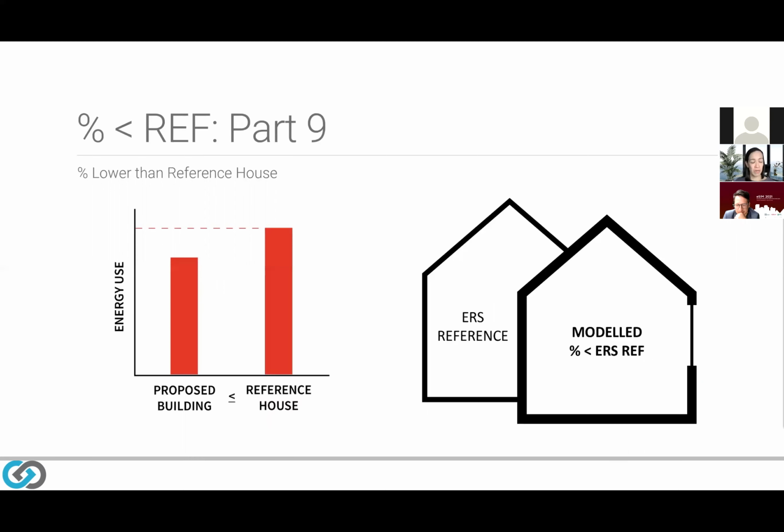However, Part 9 does also have an alternative to the MUI. In lieu of achieving that requirement, you could also demonstrate a percent better than a reference house. And that is, again, something that comes out of the software. HOT 2000, again, will generate that very easily. Other softwares may require a baseline model or a reference model in order to generate that percent savings.